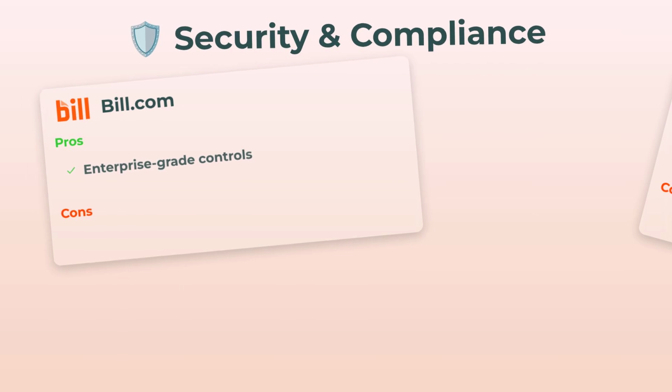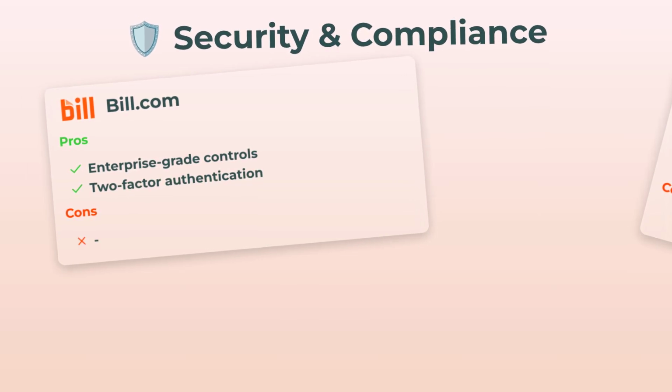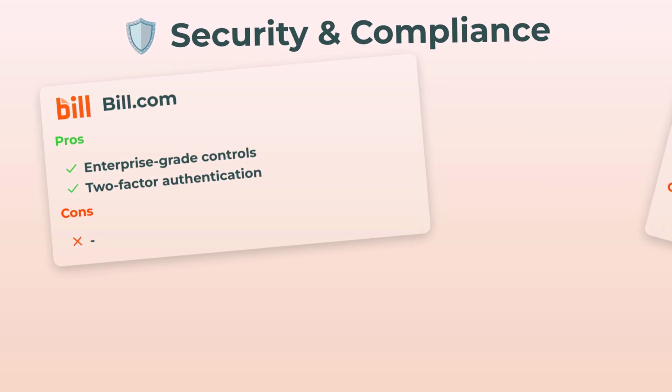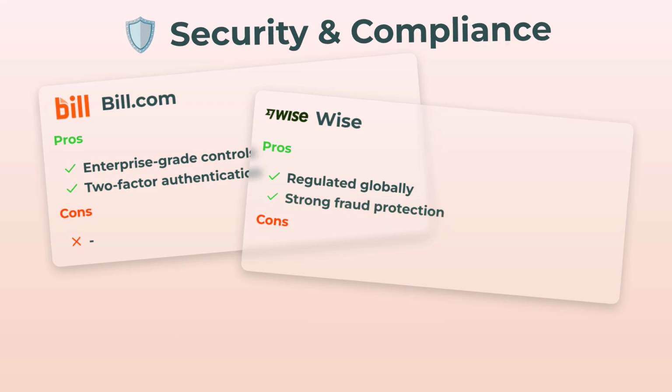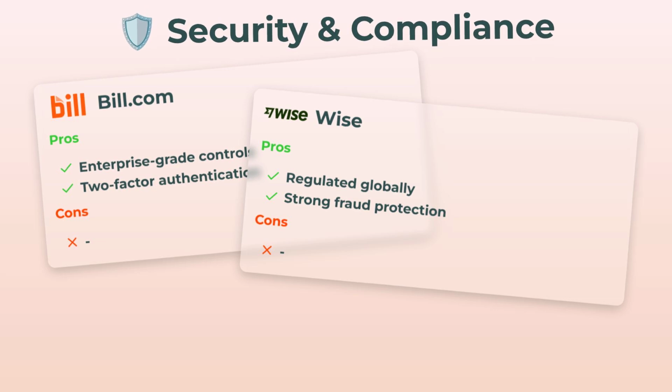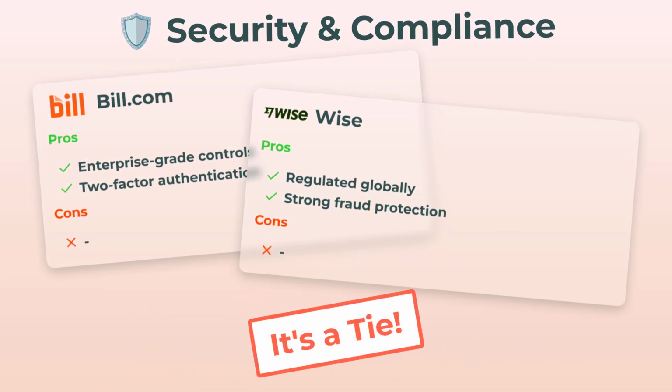Let's talk security and compliance. Honestly, both companies are built for trust. Bill.com is rocking enterprise-grade controls and two-factor authentication, just as you'd hope. Wise isn't playing around either. They're regulated all over the world and their fraud protection is strong, so you really don't need to worry about your money at either place. This one's a tie, seriously, no drama here.